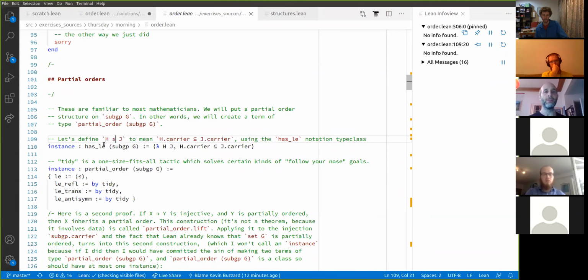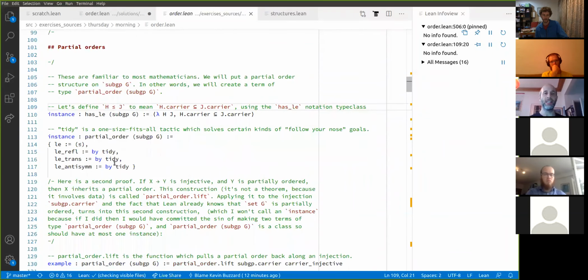How do we know that a partial order isn't just a less than or equal to? It's got to satisfy 3 axioms. So here's Scott's tidy tactic, proving all of these axioms. Each of these axioms is not difficult. You just follow your nose. But in fact, the tidy tactic will do it for you.